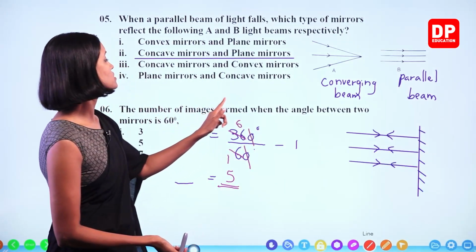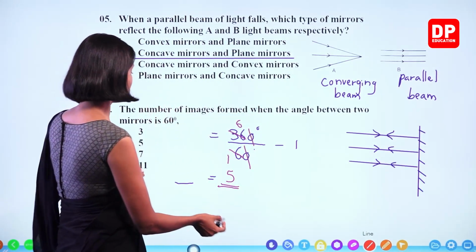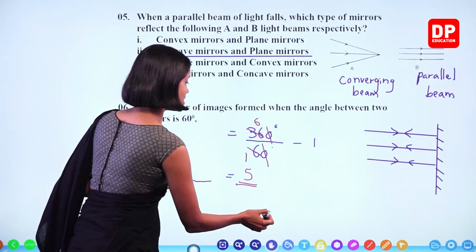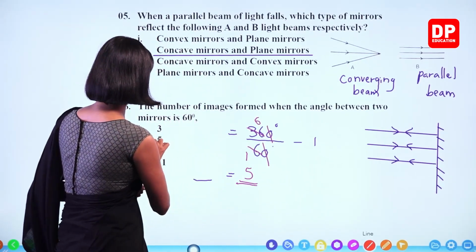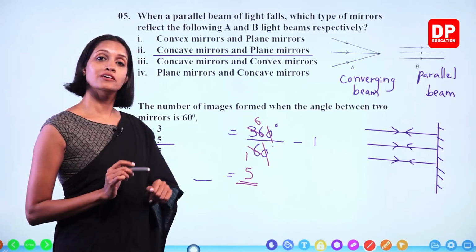The number of images formed when the angle between two mirrors is 60. What is the answer, children? 5. 5 images are formed.